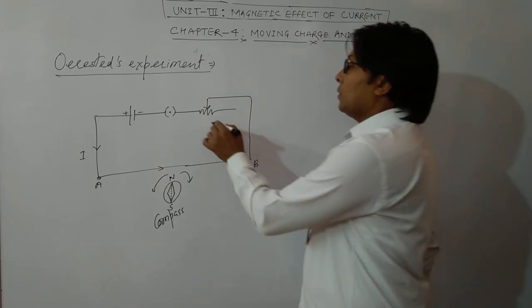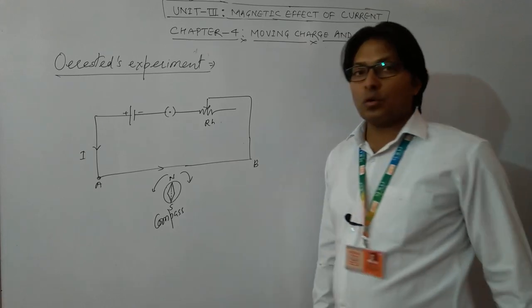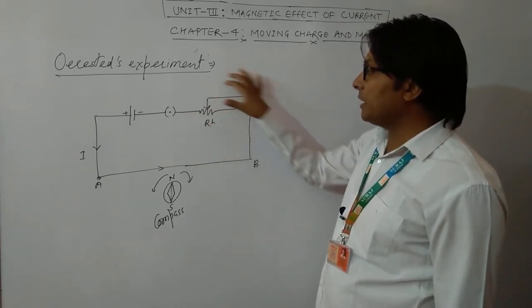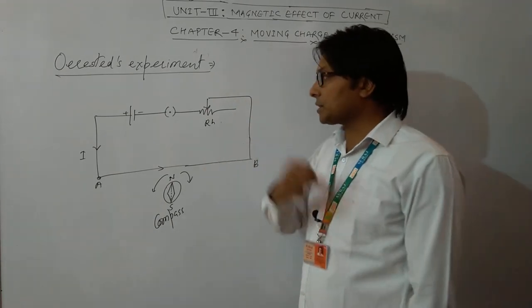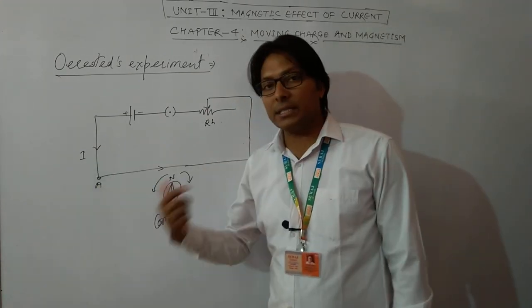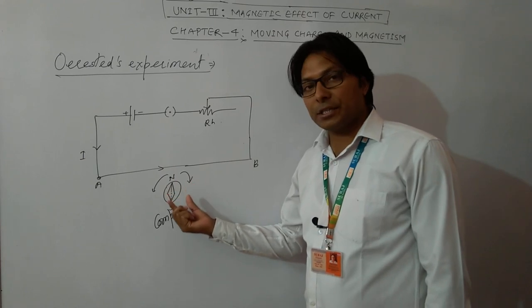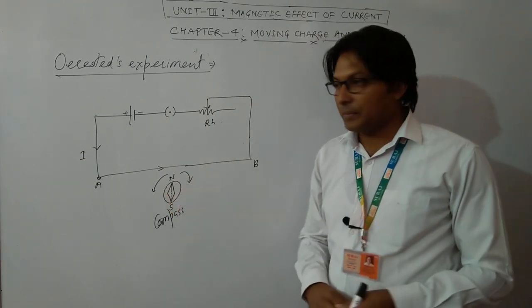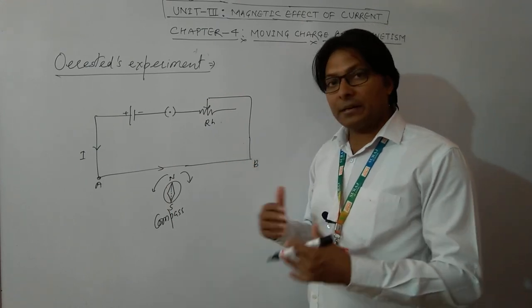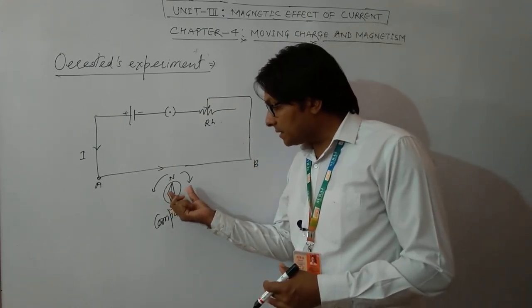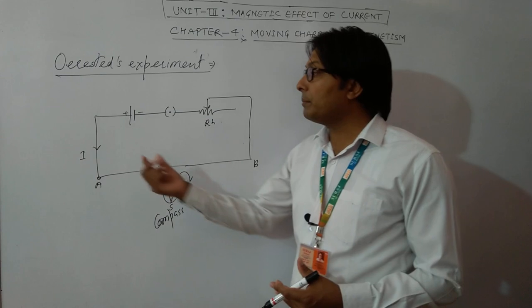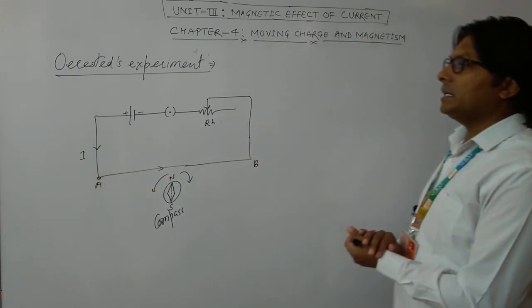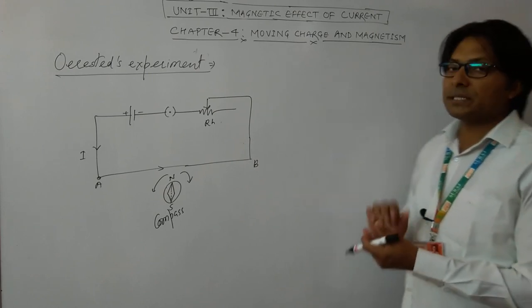Apart from this, he also observed that if we increase the resistance with the help of the rheostat, the value of current decreases and the deflection angle also decreases. This means the deflection depends on the magnitude of current. On the basis of this experiment, he made some points.